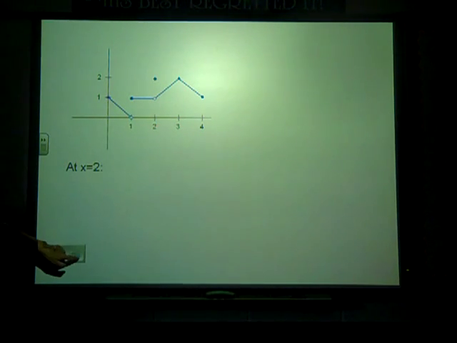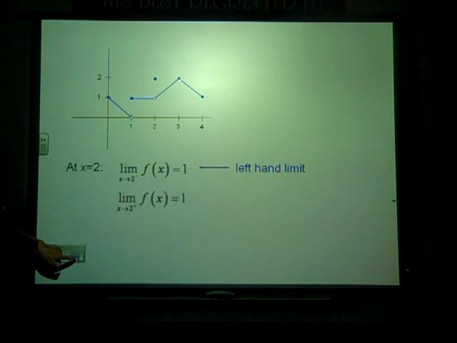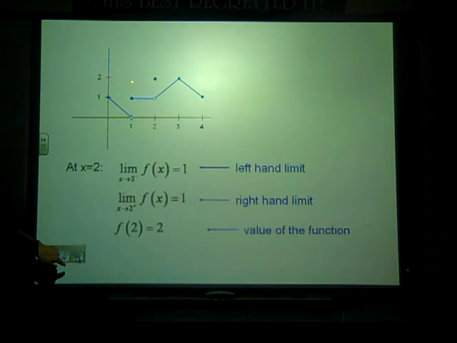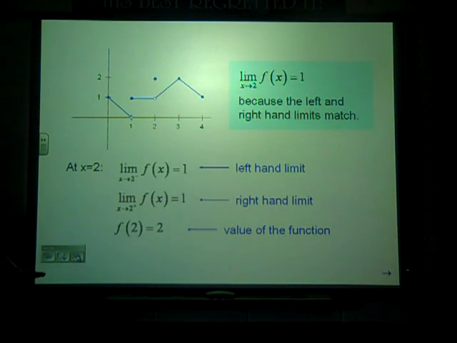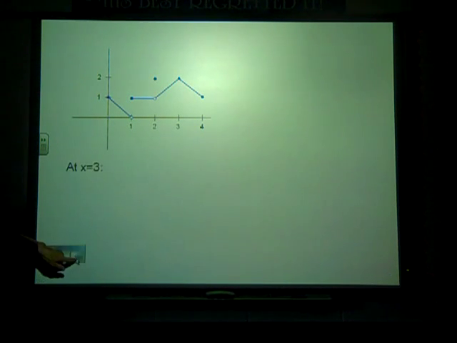Okay. At x equals 2, the limit from the left is 1, because you can see it coming over. The limit from the right is 1. The actual value of the function is 2. But notice these limits match. So the limit as x approaches 2 of f of x is 1. That's what it intended to do. It just got a little jumpy right there.